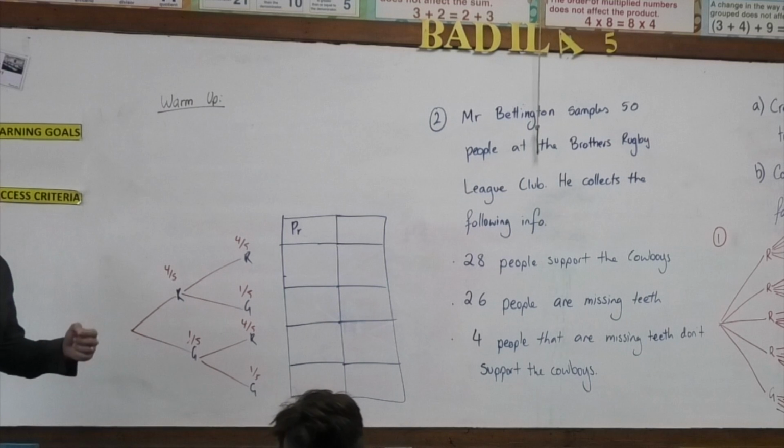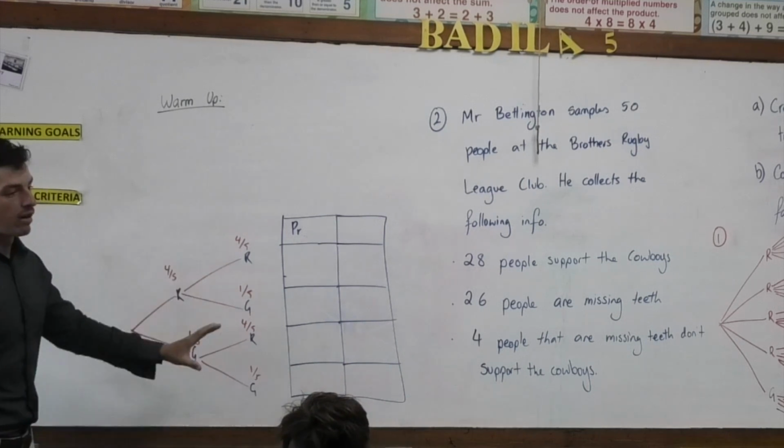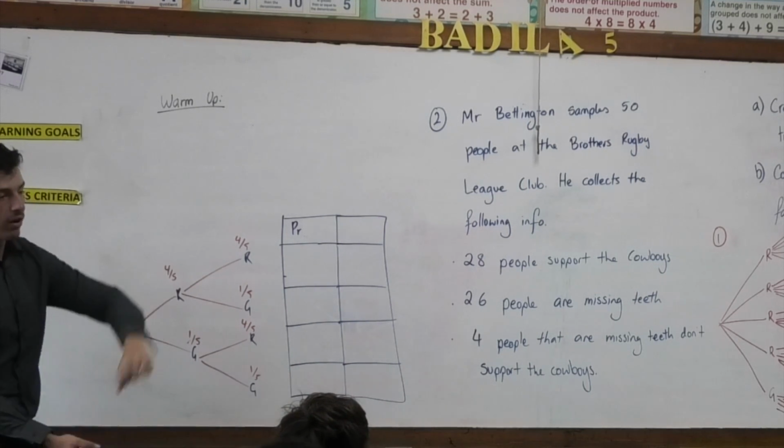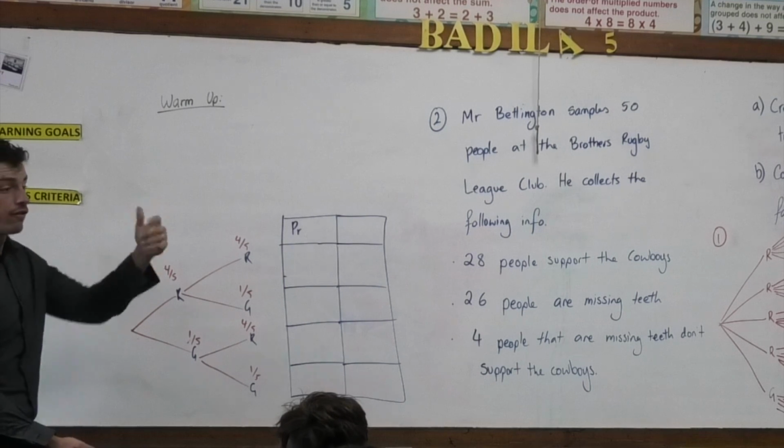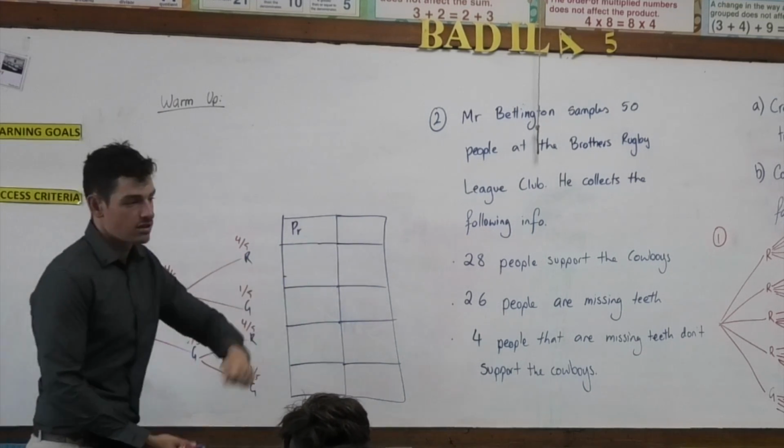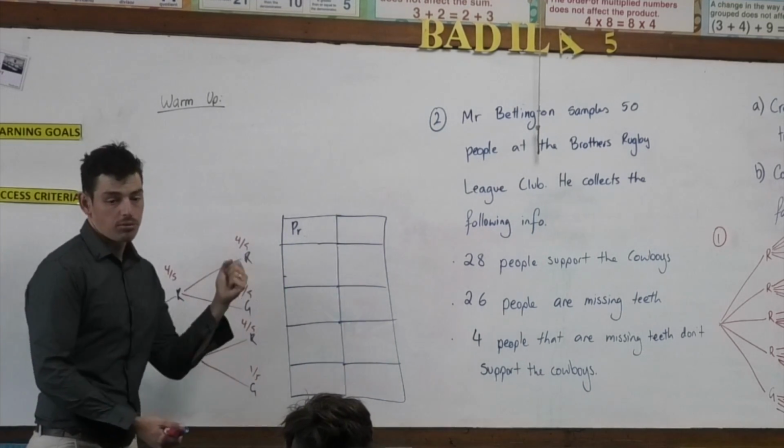So if I want to calculate the probability of getting one red, first of all, if I pull out one red, what's the probability? 4 out of 5, correct? And then the next red, this is with replacement. It's the same probability, correct?